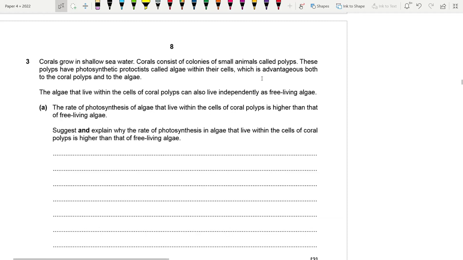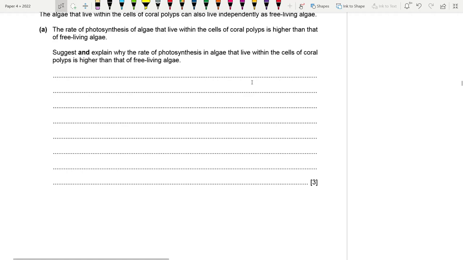Moving on, corals grow in shallow seawater. This is question number 3, right? Corals grow in shallow seawater. Corals consist of colonies of small animals called polyps. These polyps have photosynthetic protocysts called algae within their cells, which is advantageous both to the coral polyps and to the algae. The algae that live within the cells of coral polyps can also live independently as free-living algae. The rate of photosynthesis of algae that live within the cells of coral polyps is higher than that of free-living algae. Suggest and explain why the rate of photosynthesis in algae that live within the cells of coral polyps is higher than that of free-living algae.